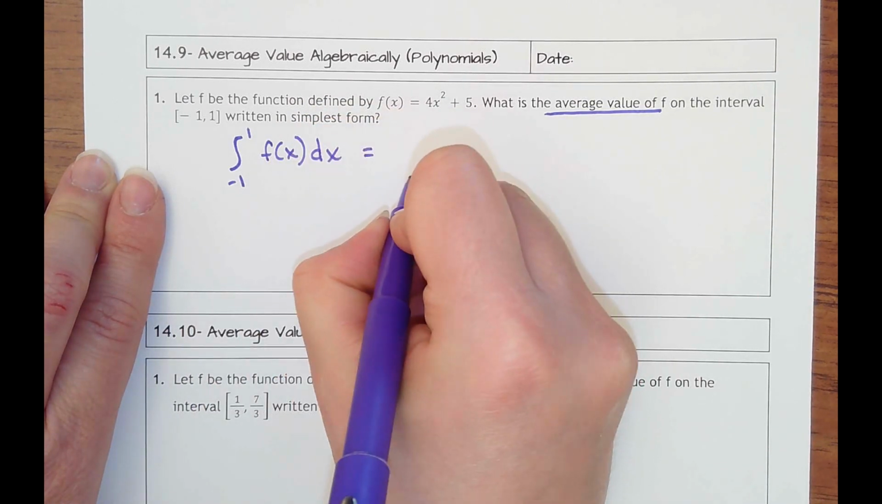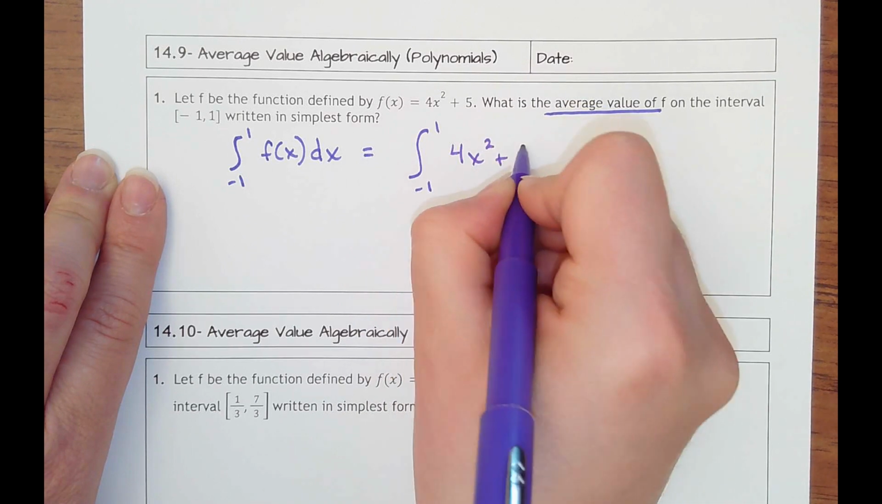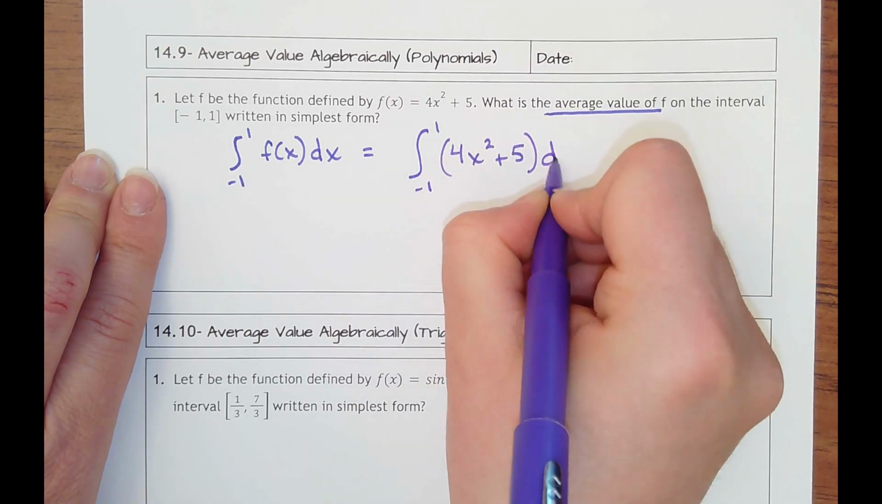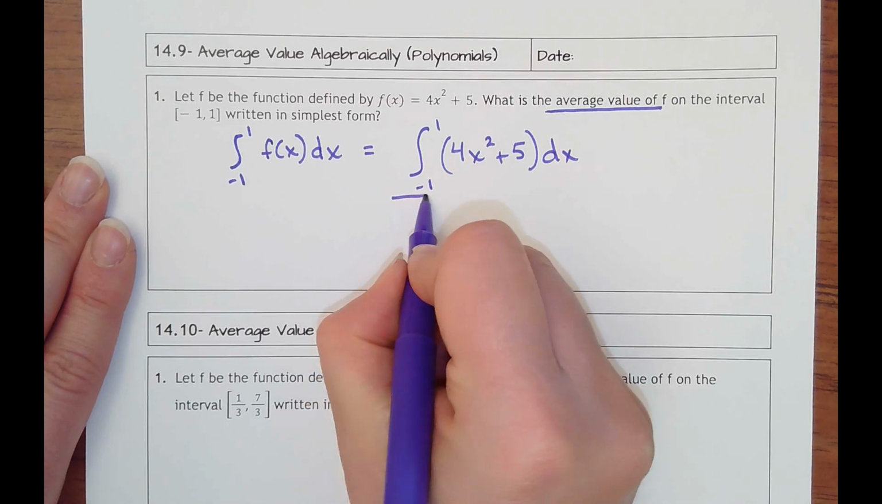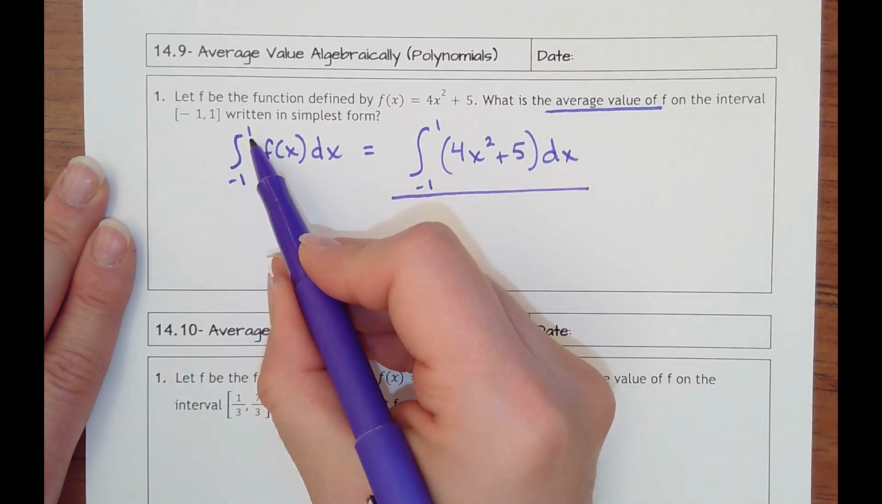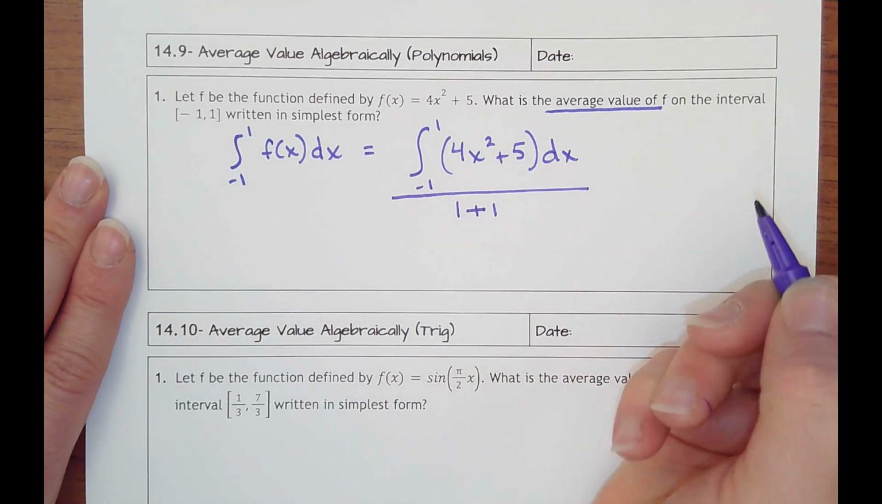And it might look better to go ahead and plug our function in, the 4x squared plus 5. You could put parentheses around it if you want so you know it's all together, but we're integrating that. Since we want average value, not just saying what's the slope of this, we're going to have to divide it by the b minus the a. So 1 minus -1 is 1 plus 1.